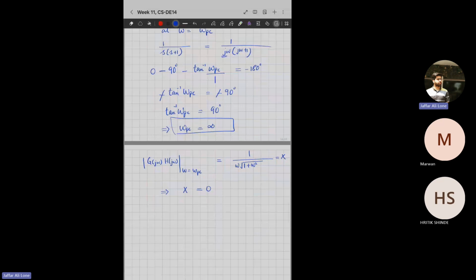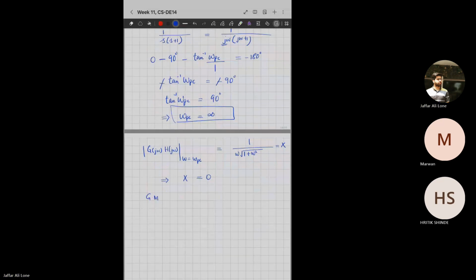So that means what is my gain margin? My gain margin is 1 by x. That's infinity. And what's my gain margin in decibels? Again, it's 20 log of infinity. That's infinity dB. Right? So that's how we find it.